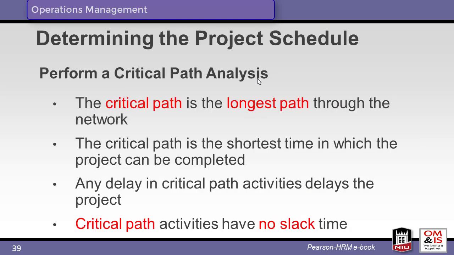As previously mentioned, identifying the critical path is key to effective project management. The critical path is the longest path through the network. Slack time is the amount of time an activity may be delayed without affecting the overall project. Activities on the critical path have no slack time.